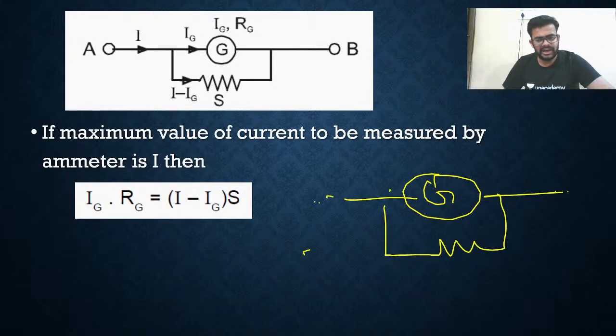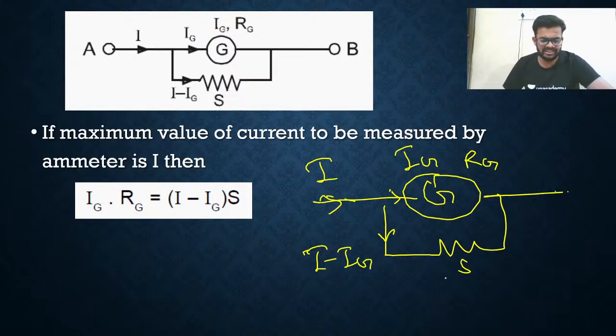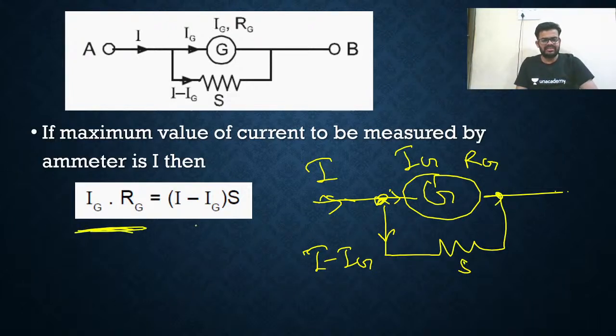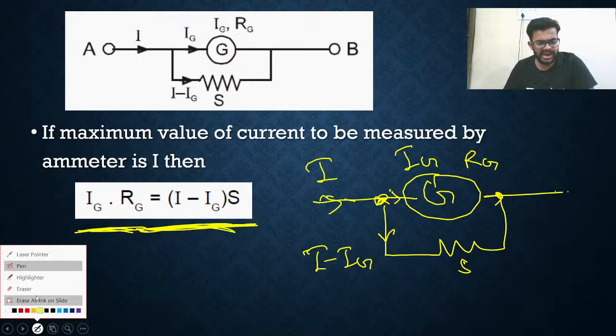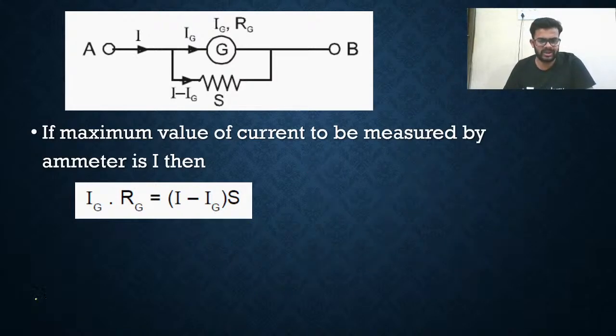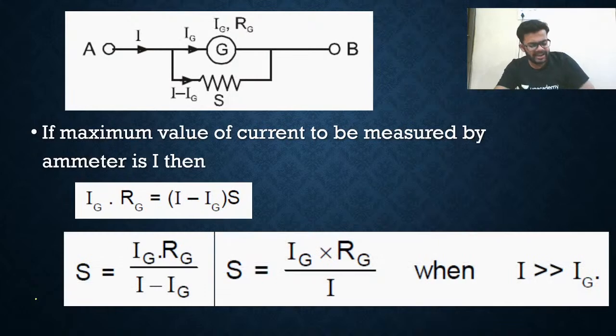Let's say the total current coming is I, and the current going through the galvanometer is Ig, its resistance is Rg. The remaining current, I minus Ig, will go through the shunt, which is S. We know the potential difference across the galvanometer and shunt will be the same. So directly we'll say Ig into Rg is equal to (I minus Ig) into S. S is the shunt resistance and Rg is the resistance of the galvanometer. So you can measure the value of I and find the value of S. That we have done, my dear friends.